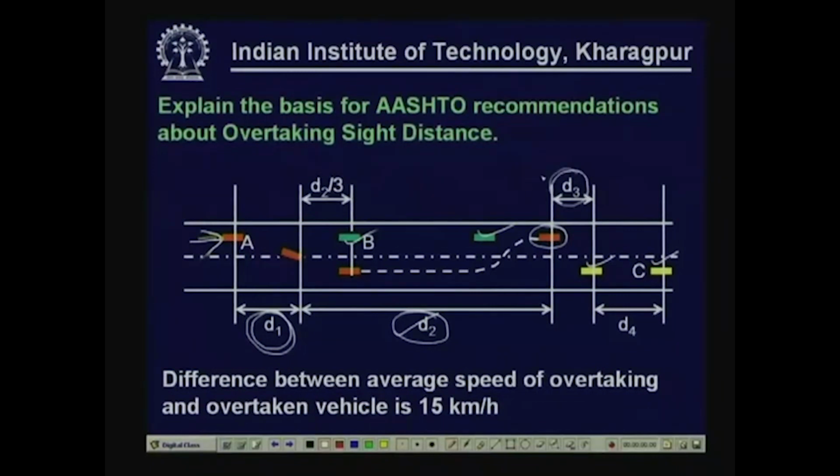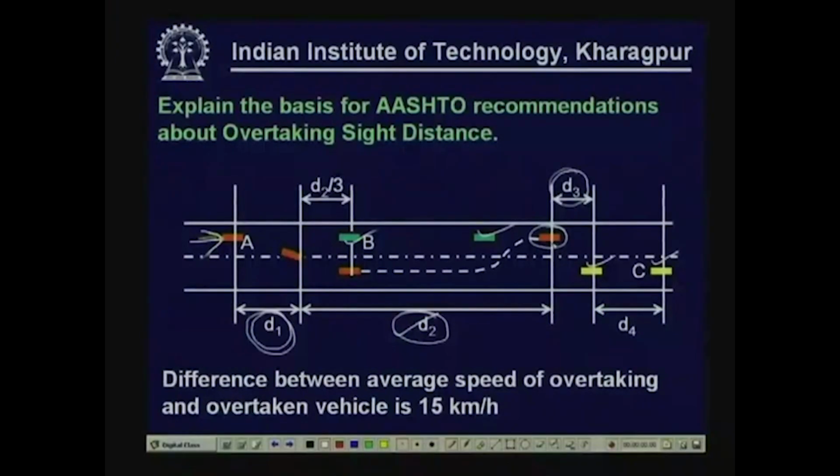D3 is the safety margin, the clearance between the overtaking vehicle and the vehicle from the opposite direction after the overtaking vehicle has completed the overtaking maneuver. So, this is the overtaking vehicle which has just completed the overtaking operation, and at the same time the opposing vehicle is in this position. This gap is taken as D3, and D4 is the distance travelled by the opposing vehicle during this overtaking maneuver. Now, how to calculate these distances? There are provisions in AASHTO.